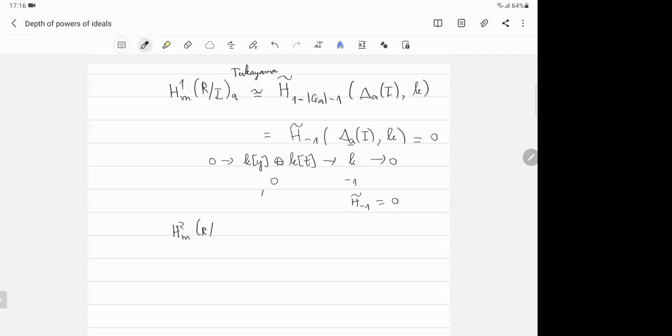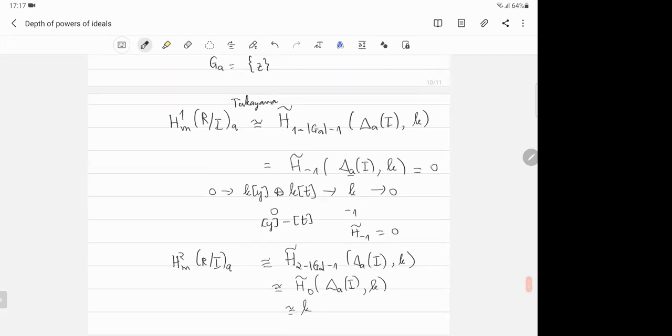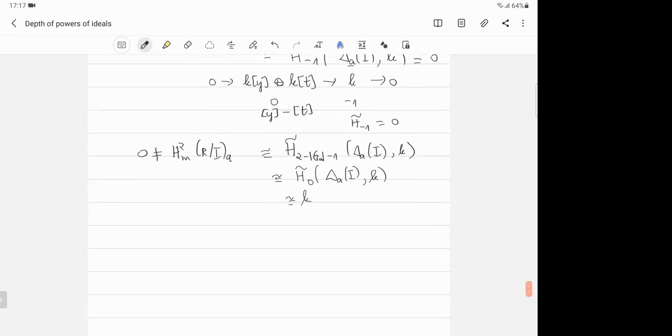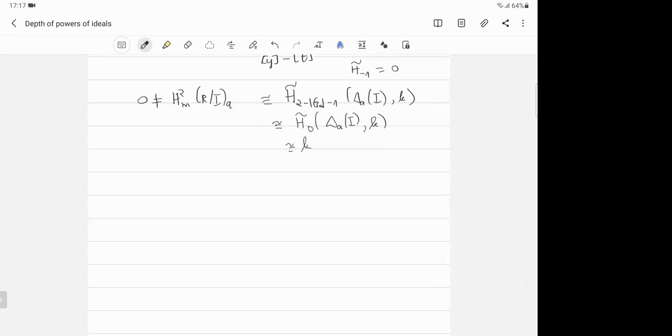And similarly, you can compute H2. So the only difference here, you will get 2 minus this. And so everything goes through except that here you get zeros, reduced simplicial homology. And here you see that you have one cycle here, right? Y minus T is one cycle here. So Z is isomorphic to K. So yes, this is really non-zero. Okay, so that's what Takayama does.